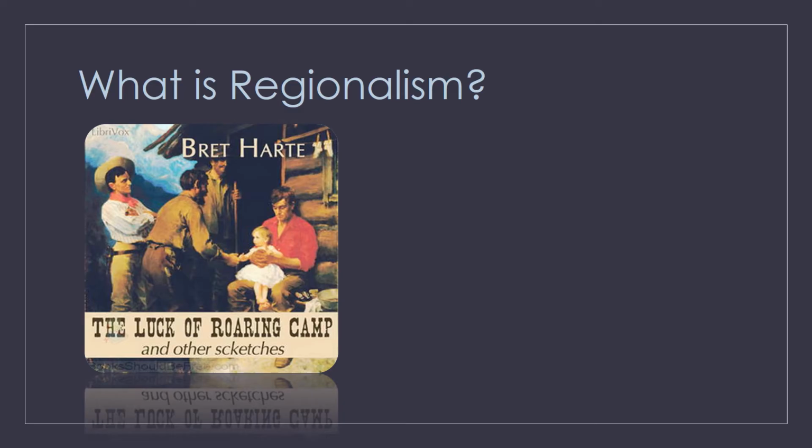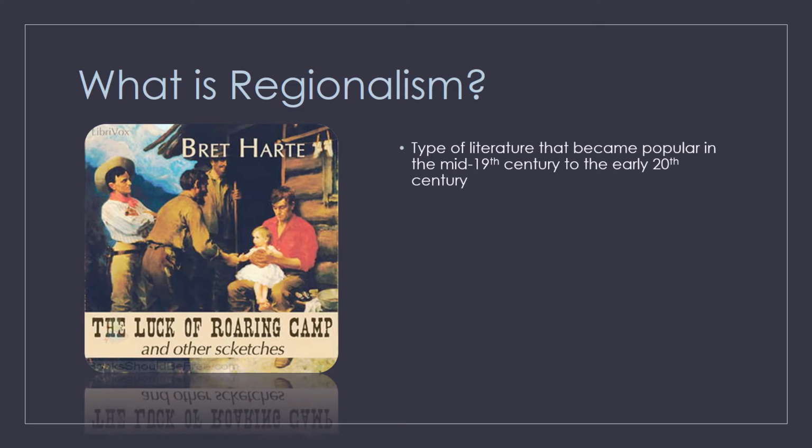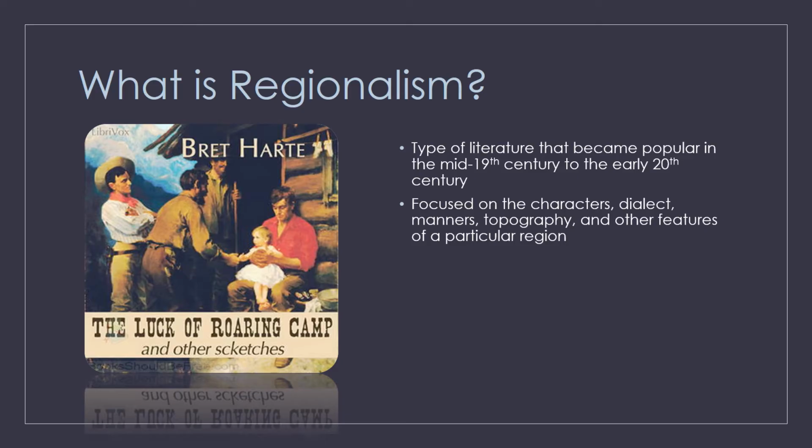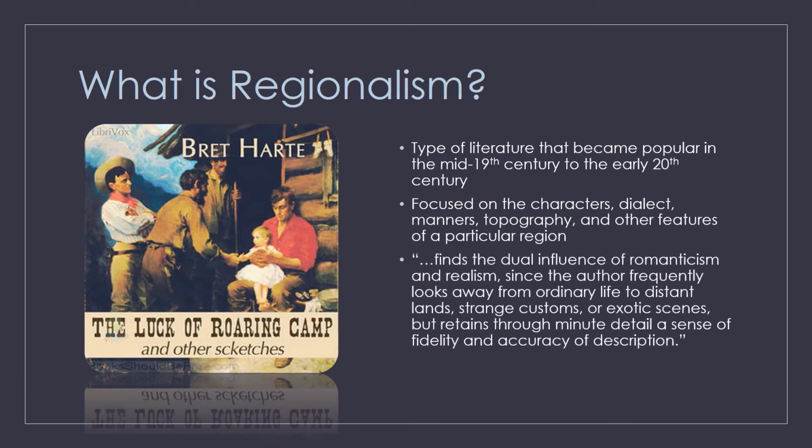As you've probably already guessed, regionalism was a type of literature that became popular in the mid-19th century to the early 20th century that focused on the characters, dialect, manners, topography, and other features of a particular region. The Oxford Companion of American Literature says that this type of writing finds the dual influence of romanticism and realism, since the author frequently looks away from ordinary life to distant lands, strange customs, or exotic scenes, but retains through minute detail a sense of fidelity and accuracy of description. The most popular form of regionalism is the sketch or short story.